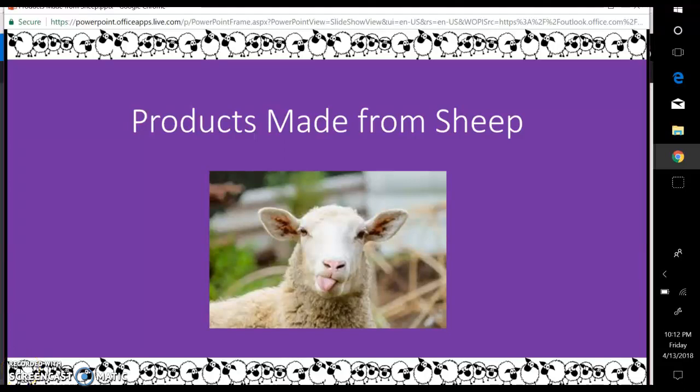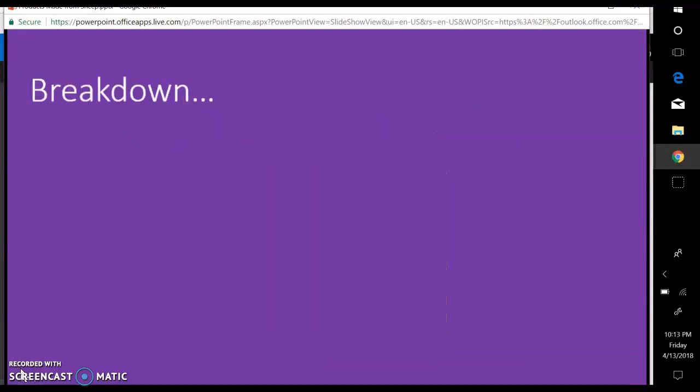Sheep. They're some of the most highly populated livestock animals in the whole entire world. But they are so much more than just the leg of lamb that you see in the store. Animals such as sheep provide products that we use every single day. So here we're going to talk about a few. To begin, we're going to give you a little breakdown.